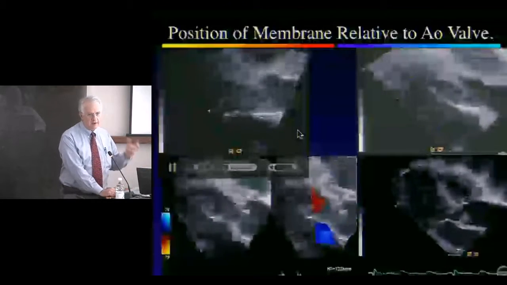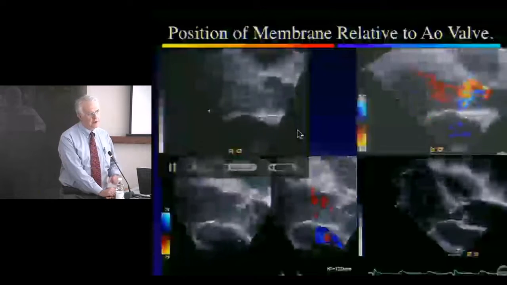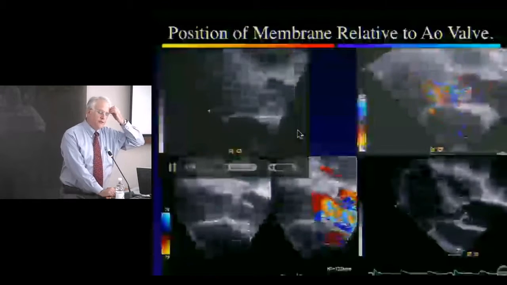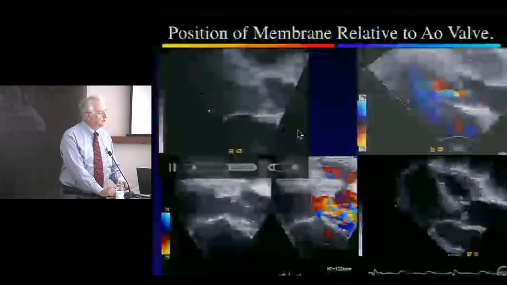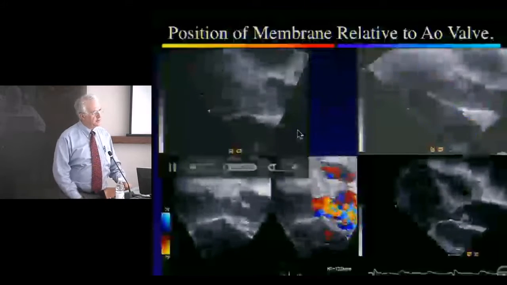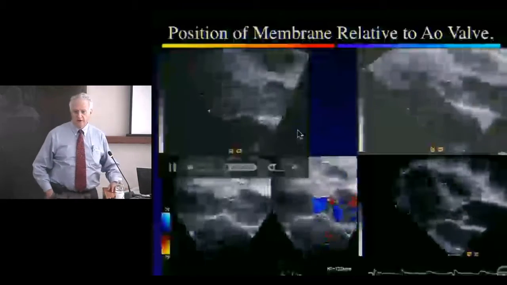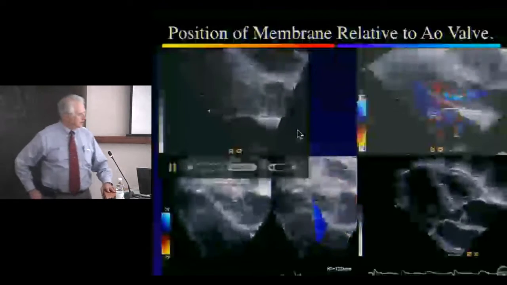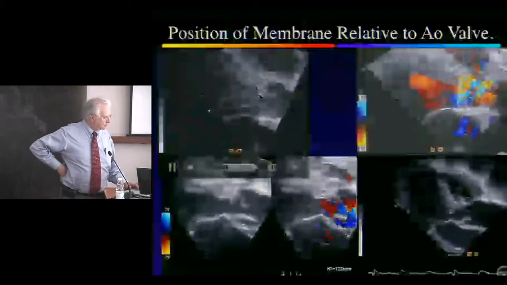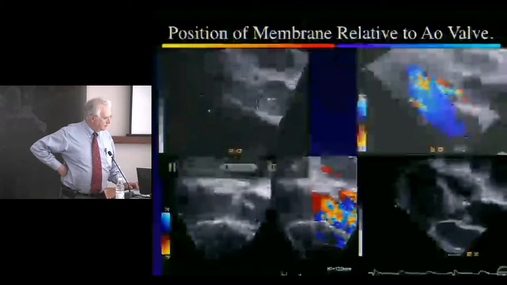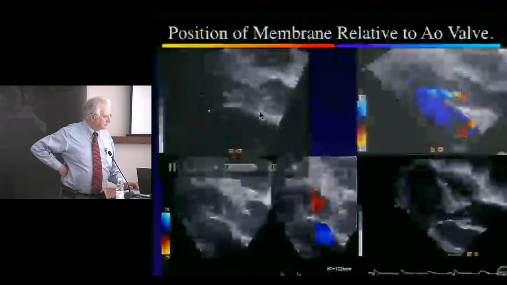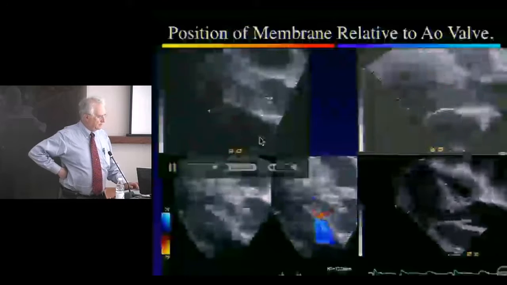And I have had experiences where I've not been able to recognize this before the patient has gone for a balloon valvuloplasty. And you take this patient for a balloon valvuloplasty and they fail to do anything to the valve. And then you come and look and you say, yes, indeed, it's subaortic stenosis. And the membrane is adherent to the underside of the aortic valve cusps.